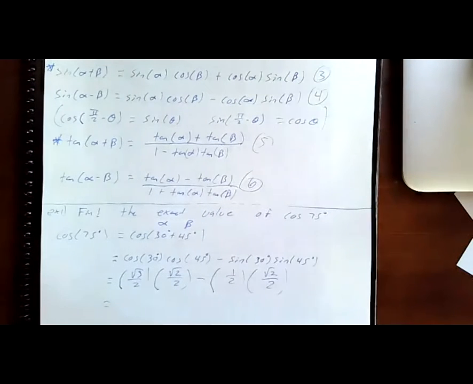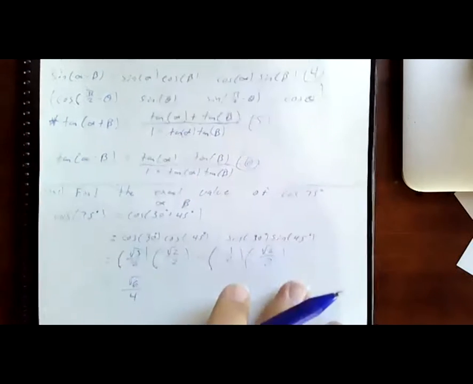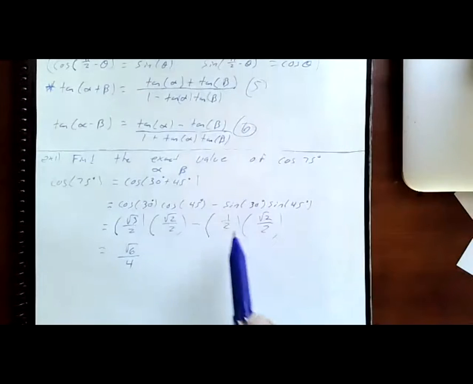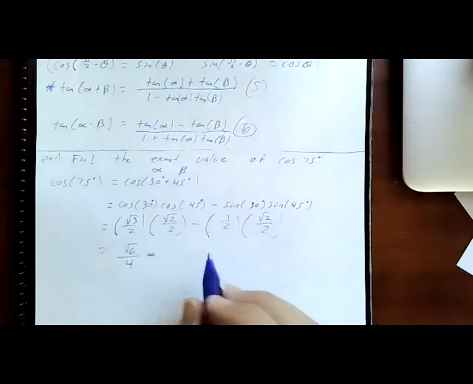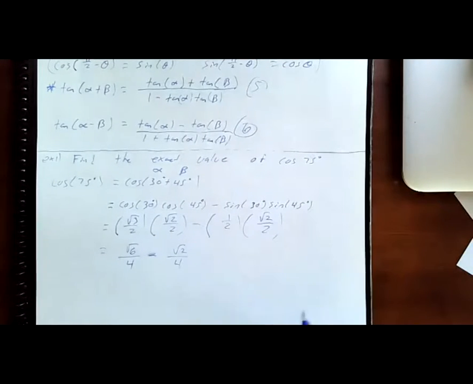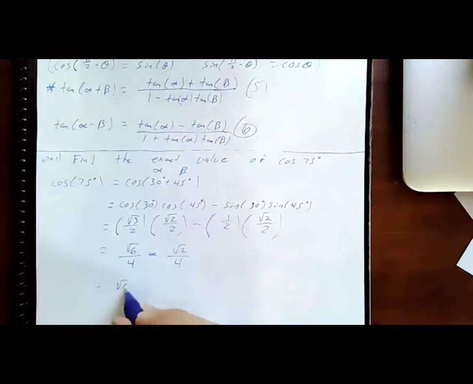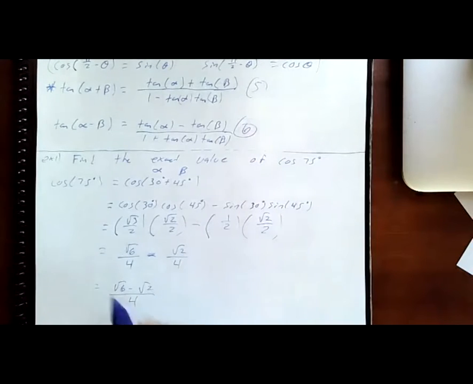Here we go. Then you just multiply and subtract and you're done. Square root 3 times square root 2 is square root 6, because you can multiply roots. You cannot add them though. Minus 1/2 times square root 2 over 2 is square root 2 over 4. Now they have the same denominator, so I could combine them into this, but this is all I can do, since they are not the same root.